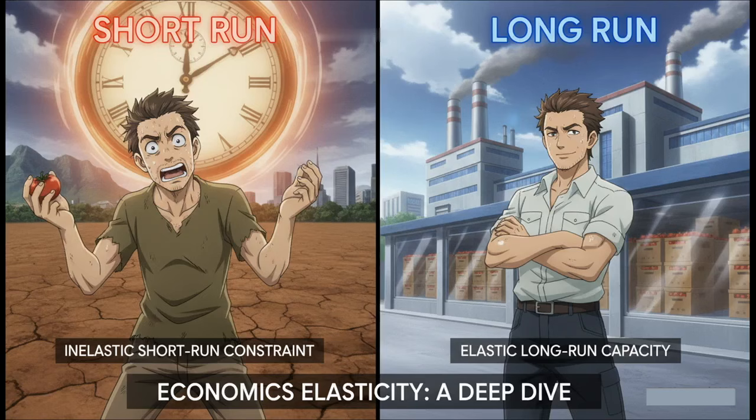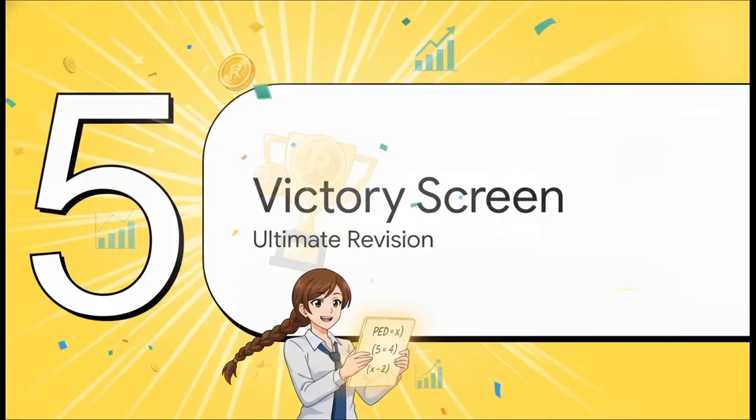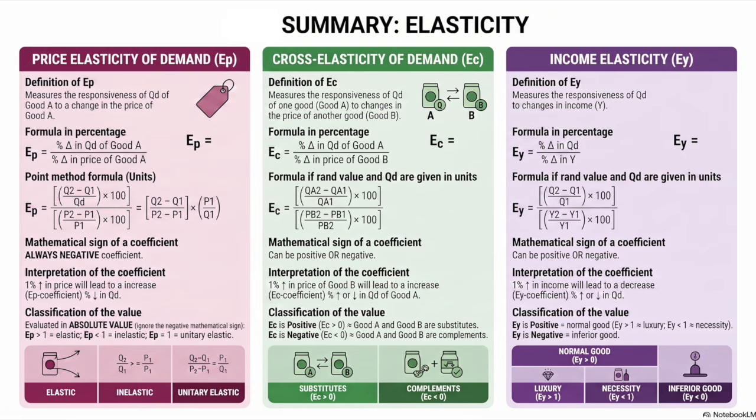But if a firm has excess capacity in a factory or stockpiles, or if we look over a longer period of time, supply becomes way more elastic. And finally, stage 5, the victory screen, for our ultimate revision. Consider this your ultimate revision matrix, locking in every single definition, formula, and point method we've covered today. You definitely want to pay special attention to that mathematical sign column.